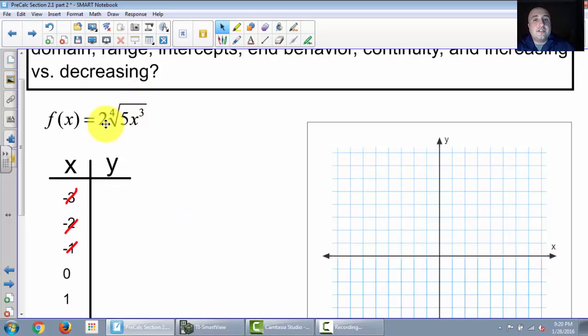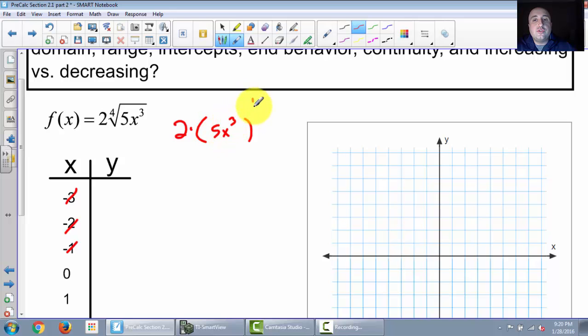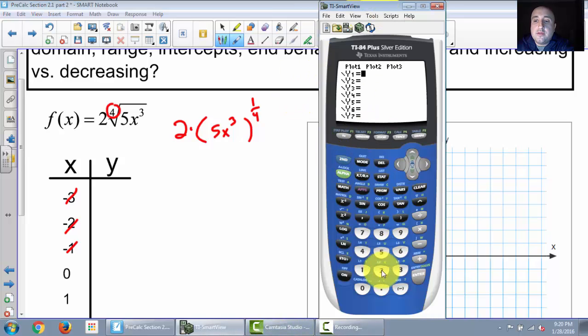Now, this isn't very easy to type into the calculator, so I'm going to show you a nice little easier way to do this. We're going to do 2 times (5x cubed) to the 1/4, because the fourth root equals the 1/4 exponent. And I'm not going to put the 3 on top because this 3 only goes to the x. So this equation right here should give us on the calculator what the radical is. So let's go to our calculator. I'm going to type in 2 times parentheses 5x cubed, close my parentheses.